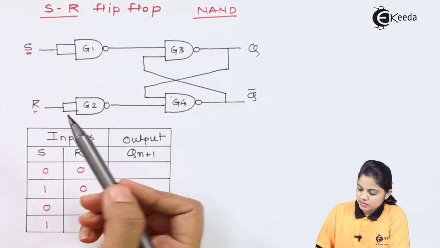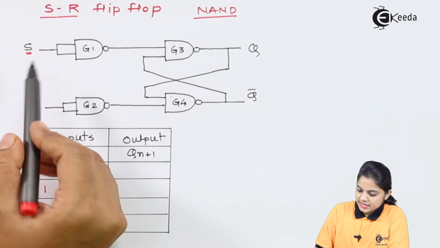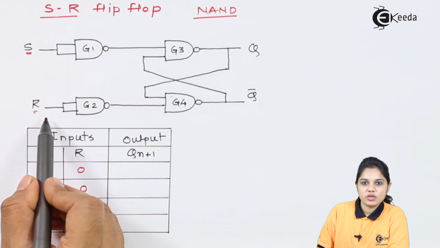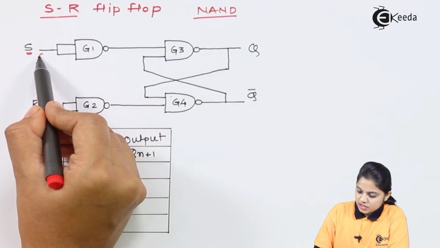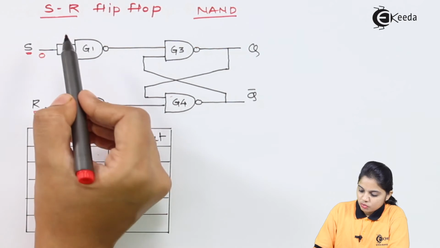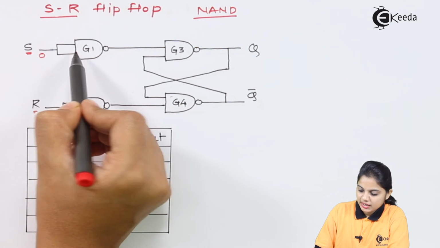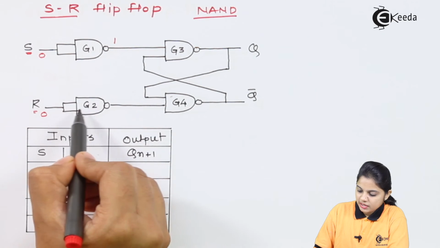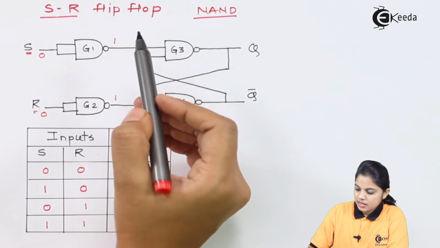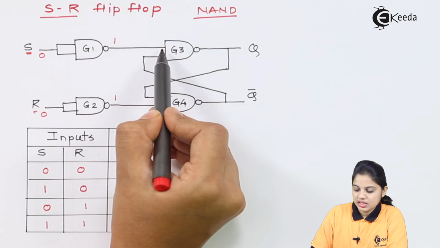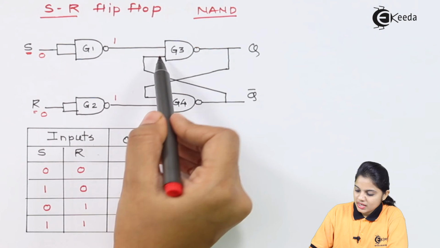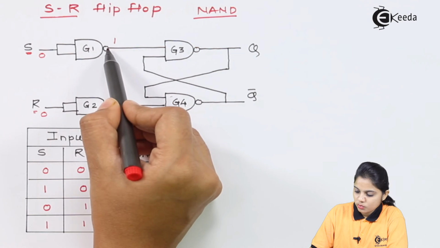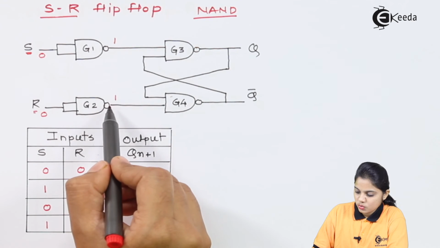Now let's take an example where S is equal to 0 and R is also equal to 0. If 0 is given to the NAND gate, now for both inputs 0 is applied, that means the output will be 1. Similarly, here also the output will be 1. Now 1 is given to G3 and G4. Here you can see the 1 input is given as 1, and here also the input is 1.